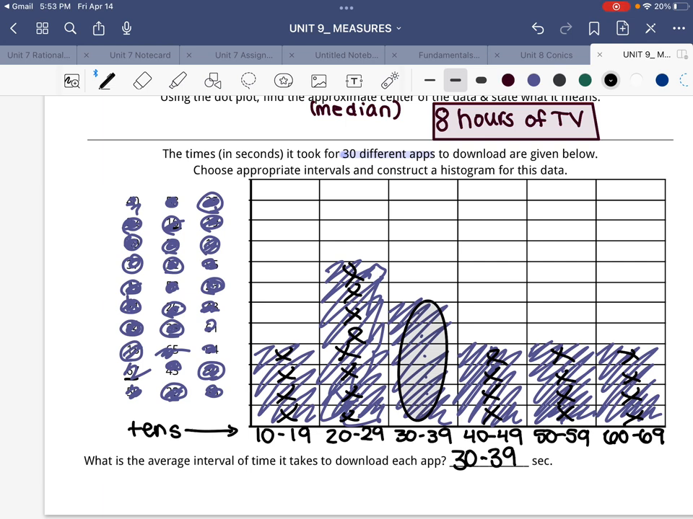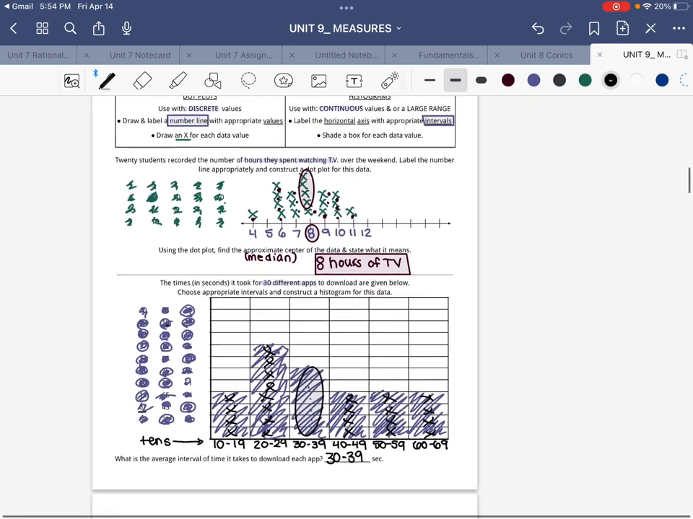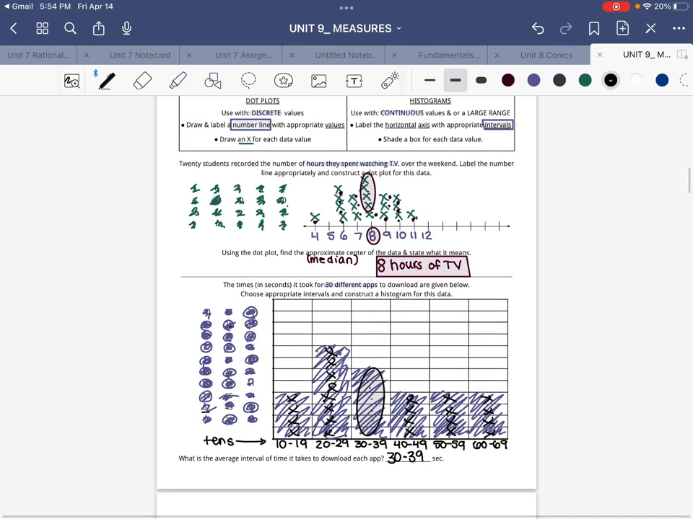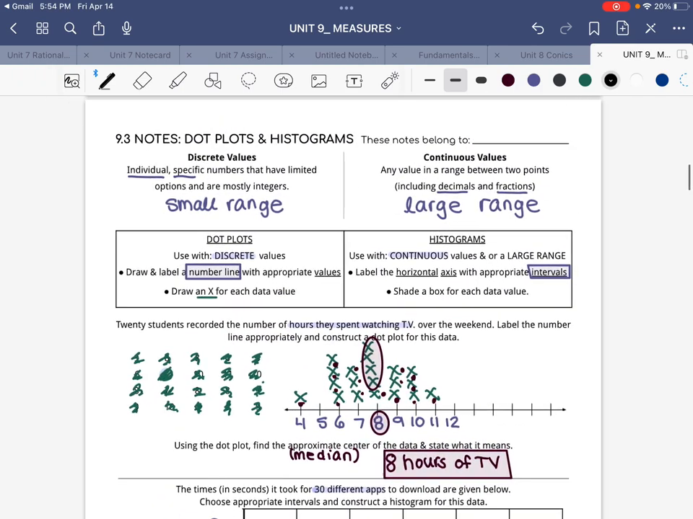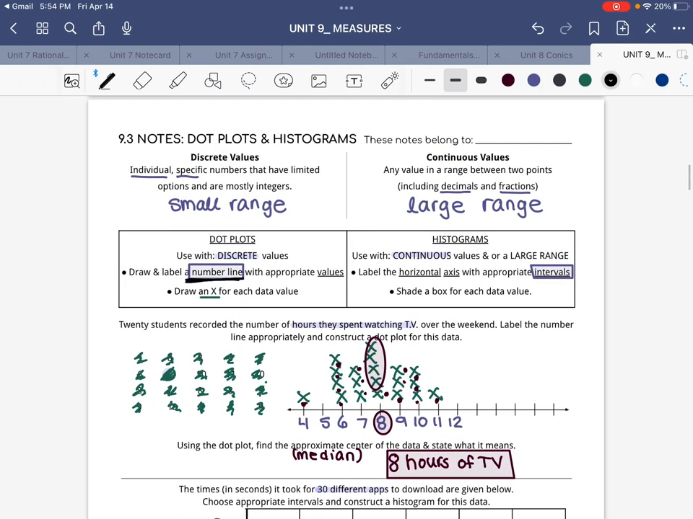Now, if you really wanted to find the exact median, you could go back and list all the numbers in order and find the middle that way. But essentially what we've done is avoided listing them in order by drawing a bar graph, by drawing X's, or by filling in these boxes. Just a reminder, dot plots use a number line. Histograms use intervals because their numbers are too far apart to use a number line.